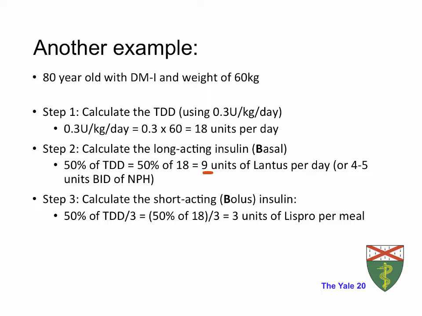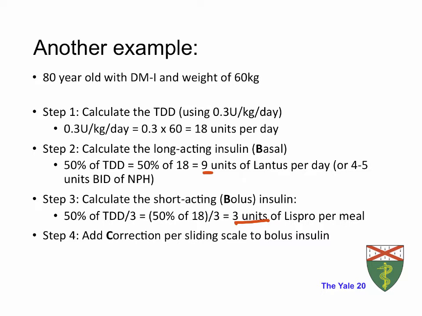So half of your total daily dose divided by 3 is how much you give of Lispro, or the rapid-acting insulin, per meal. So 50% of 18 is 9, divided by 3 is 3. So you calculate that out to be 3 units of the short-acting insulin, or typically what we would give is insulin Lispro per meal. And then we would have a correction based on the sliding scale, and we would add that to the bolus insulin that we had calculated previously to give the total number of short-acting insulin with each meal.